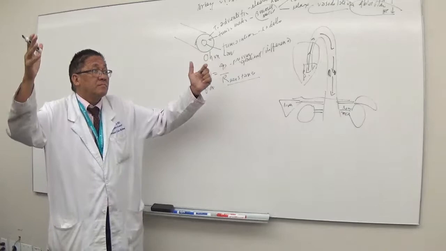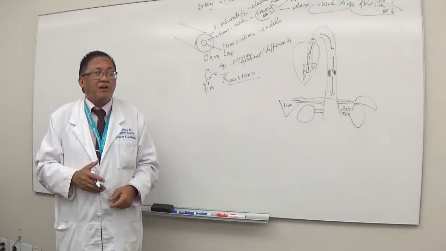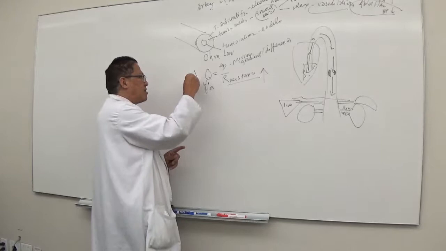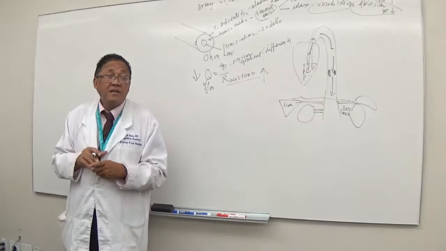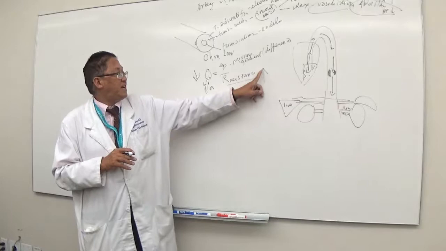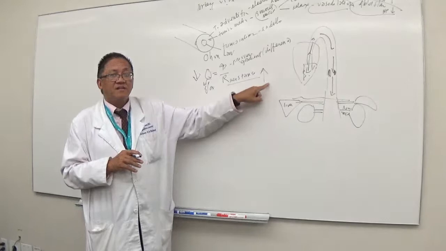On the other hand, what about resistance and blood flow? Directly proportional or inverse? By increasing the resistance, what happens to the blood flow? It decreases. It goes down. Inverse relationship. Basic math: in inverse, this is the numerator, this is the denominator. Increase resistance, blood flow will go down. What happens if you decrease resistance? The blood flow will increase.